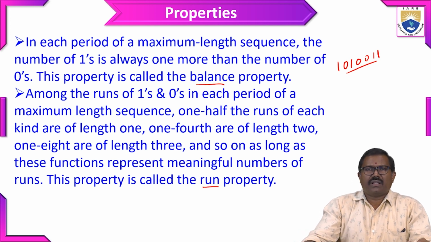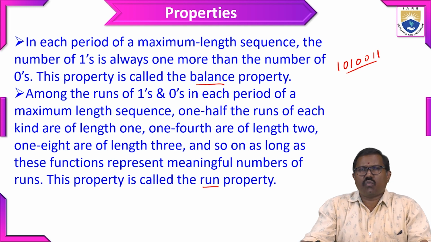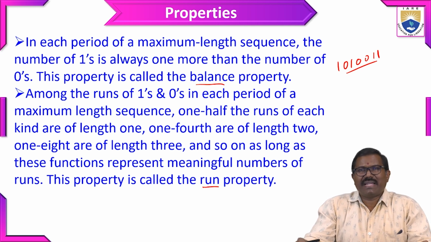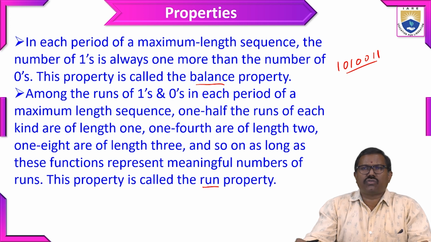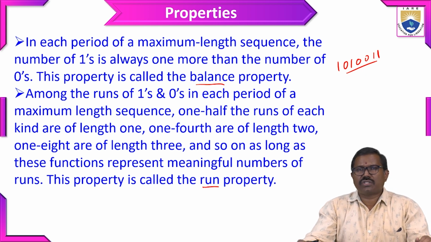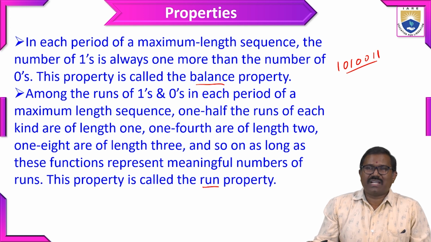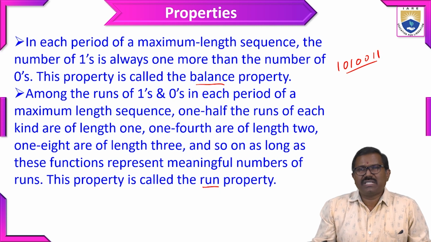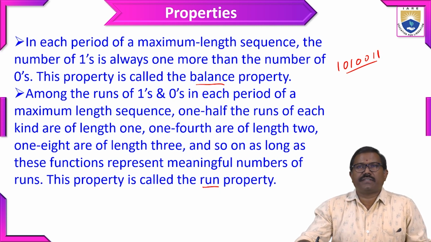And the second one, the run property: among the runs of ones and zeros in each period of a maximum length sequence, one half of the runs of each kind are of length 1, one quarter are of length 2, one eighth are of length 3, and so on, as long as these fractions represent meaningful numbers of runs. This property is called the run property. So the pseudo noise sequence has two properties: the balance property and the run property.